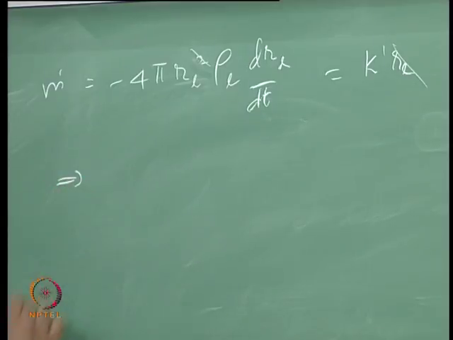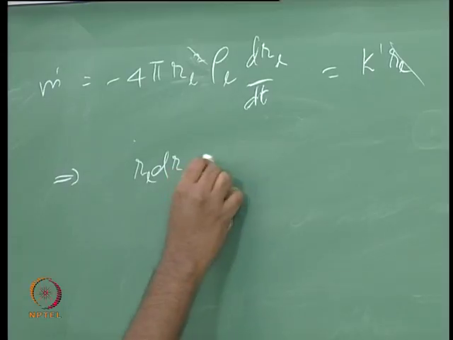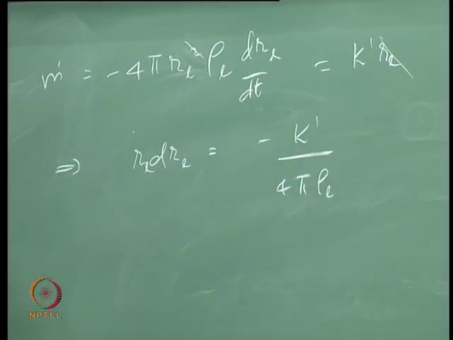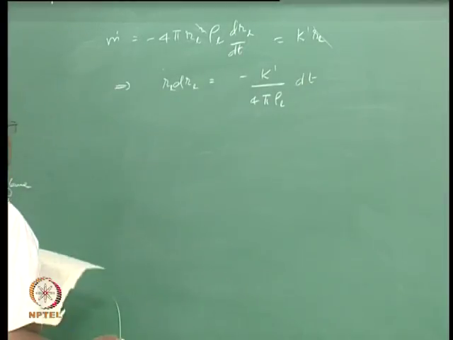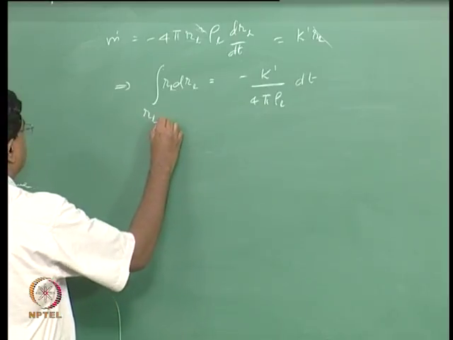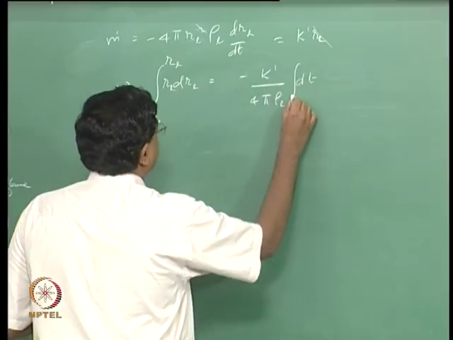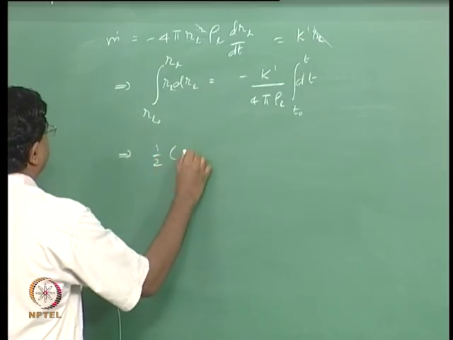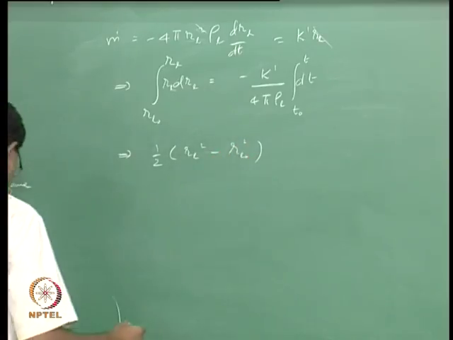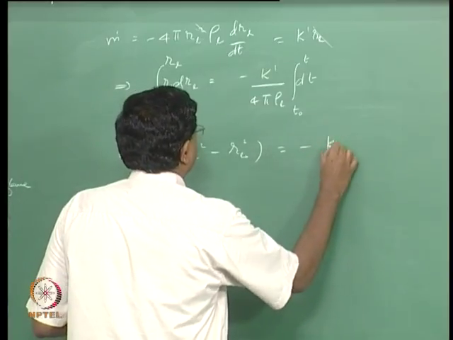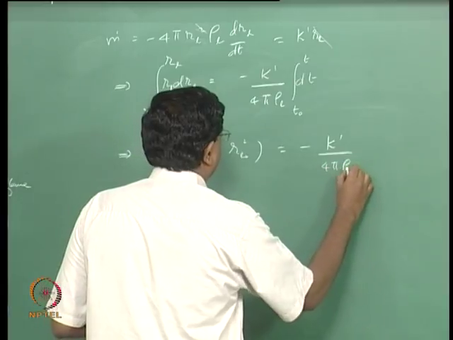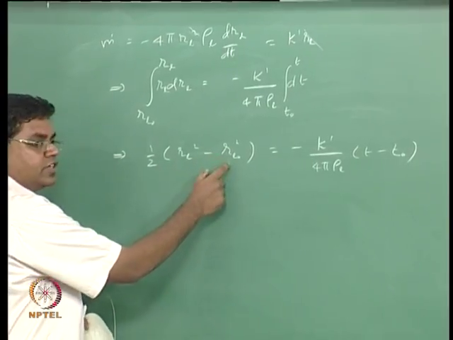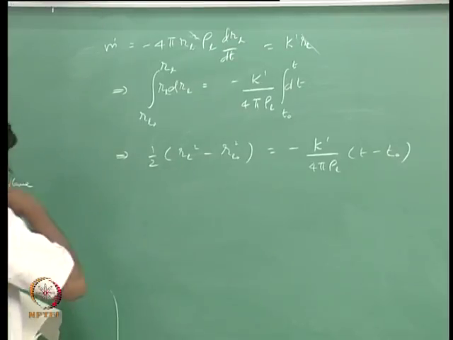And from this we can now write RL DRL equal to negative K prime divided by 4 pi rho L DT. All right, and then just go back and write this with let's say RL naught to RL, any RL, starting from T naught to any T, and that's now beginning to show up as the D squared law. So this is 1 half RL squared minus RL naught squared, okay, let's just keep it that way. And we have a negative sign to fix things. So we have a 4 pi rho L (T minus T naught). And of course now this negative sign will allow us to flip things because RL naught is actually greater than RL. Therefore we want to keep things positive.